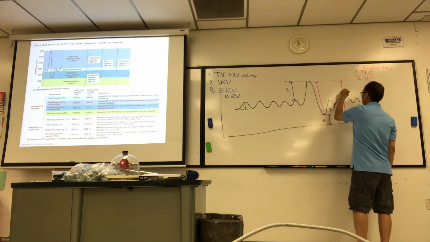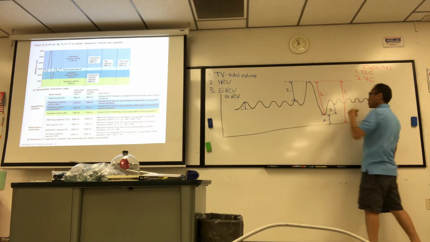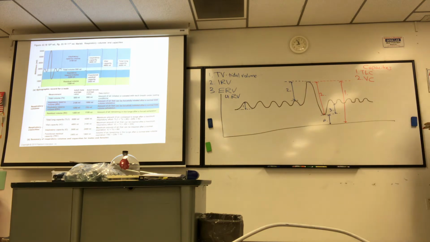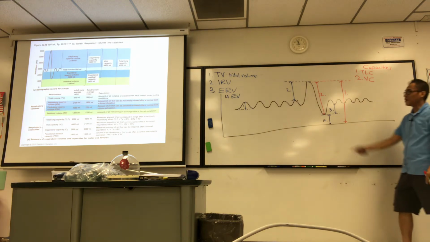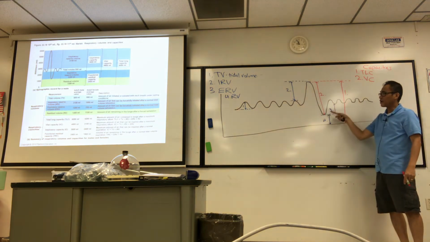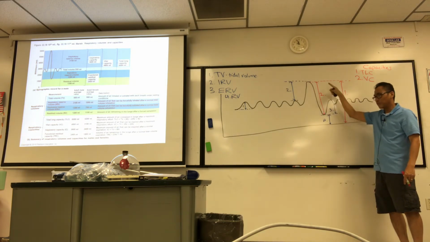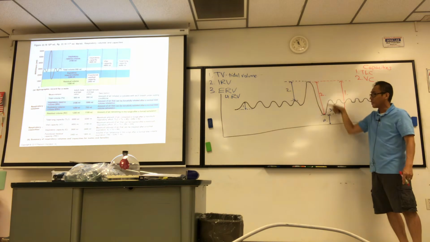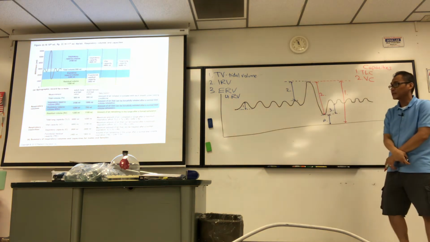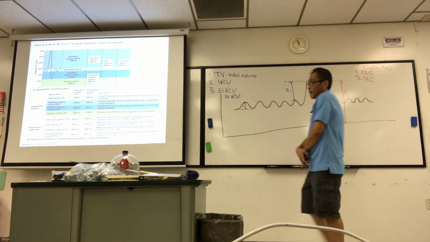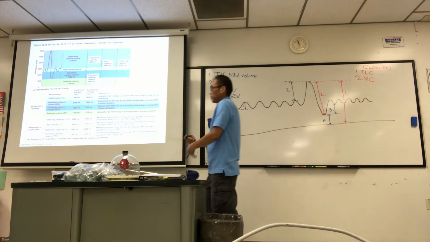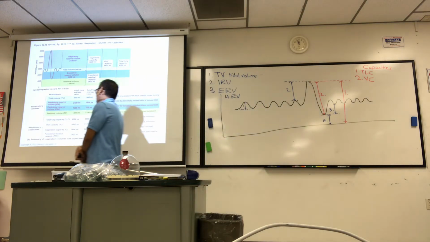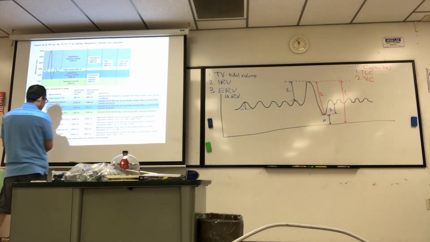So number 1. You can either add the things up, the TV, the IRV, the ERV, or you can just directly measure it on your computer, which is what I suggest you do. Just measure from top to bottom and get your vital capacity. And we call it vital capacity, the capacity of life. That's the amount of air you can move in and out of your lungs.